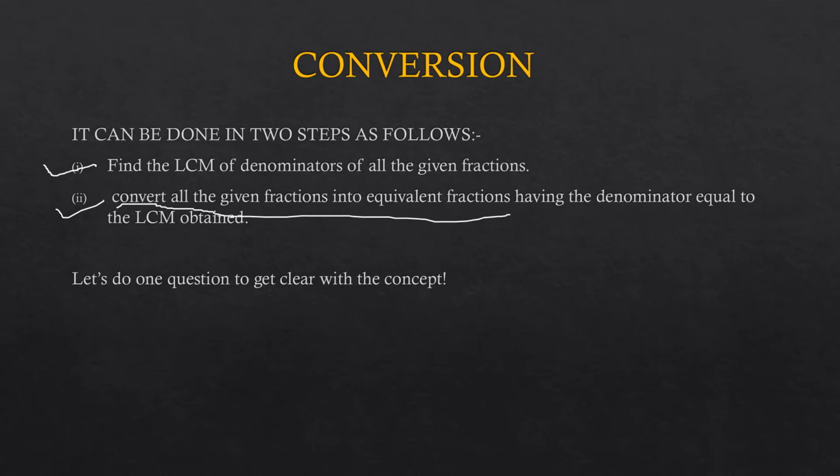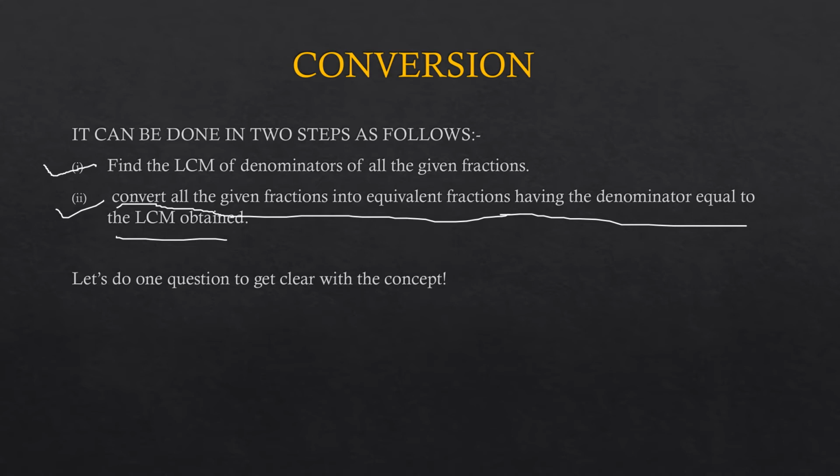Okay, you know how to calculate equivalent fractions. We use multiplication for equivalent fractions. In the last video we have learned how to find the equivalent fractions for given fractions. For an equivalent fraction we use multiplication or division, but generally we use multiplication, and here also we will use multiplication for getting the equivalent fractions. The equivalent fractions will have the denominator equal to the LCM obtained, so we have to make the denominator of all the fractions equal to the LCM obtained in the first step. Okay, so let's make it clear with a question.